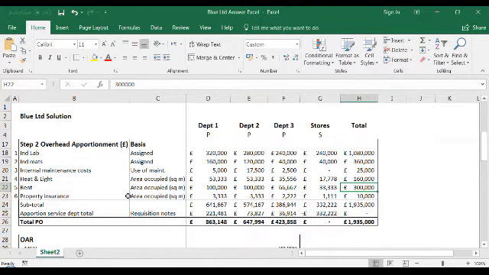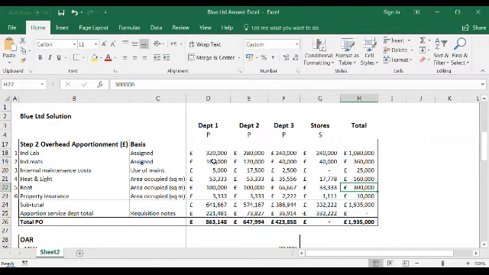For these three we can use area because area is a proxy, a fairness rule. That is, the more the area, the more heat will be used, the more rent will be used, the more property insurance will be used. Here we are using area for heat and light, but if we knew volume, perhaps that would have been a better measure. But since we don't have volume, we are using area instead of volume.